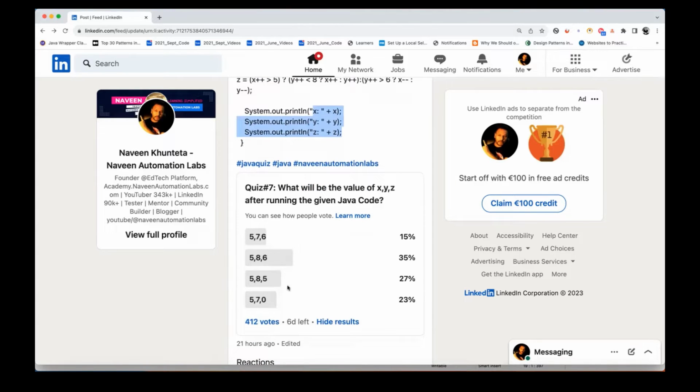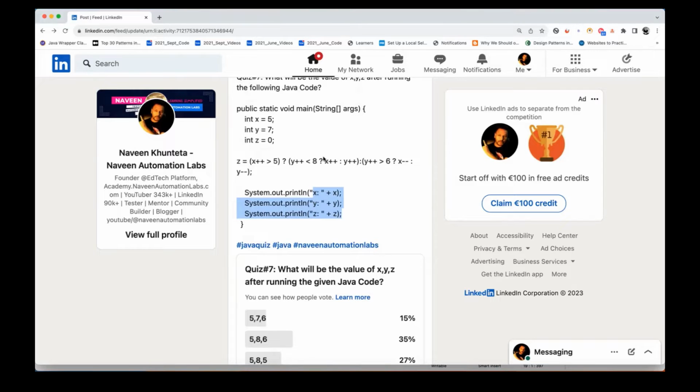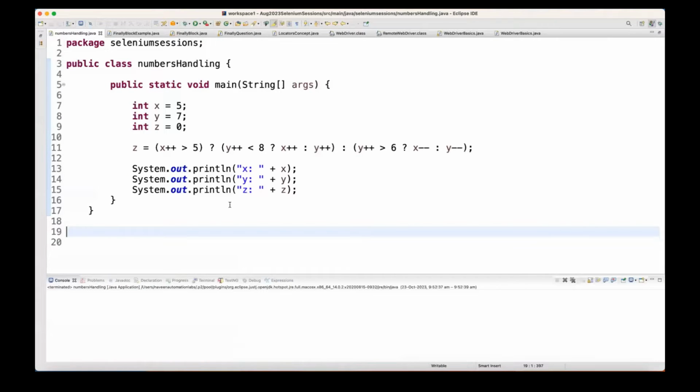Yesterday only we did it, and few folks have given the right answer, but again most of the folks have given the wrong answers here. Again, a simple conceptual question, the ternary operator that we have to understand here. So this is the question in my Eclipse.